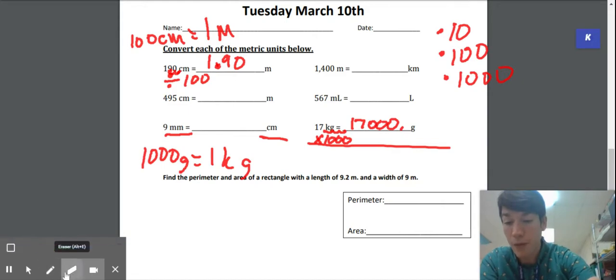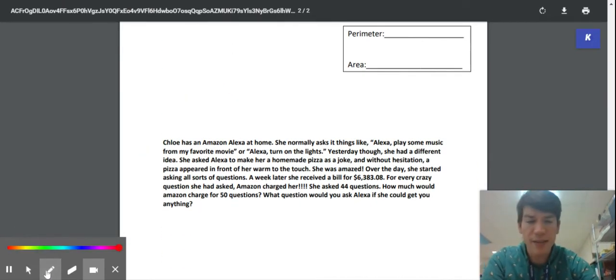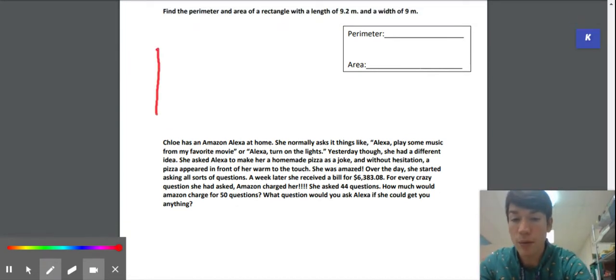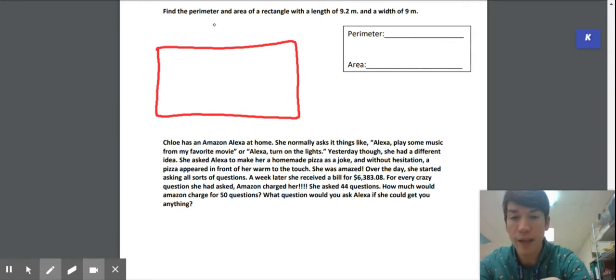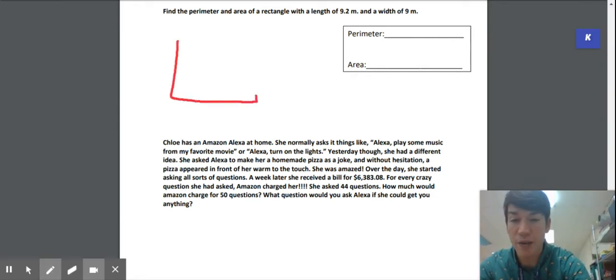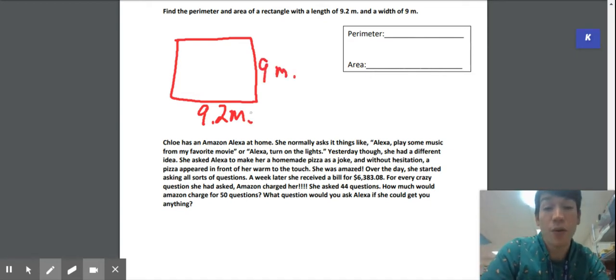All right. Move on to our next question here. It says to find the perimeter and area of a rectangle. I'm going to draw that, and I'm going to redraw this just because the length and width are closer than that. Notice it says a length of 9 2/10 and a width of 9. It means it's close to being a square. Those two, the length and width, are close together.